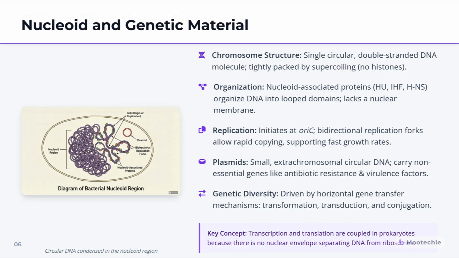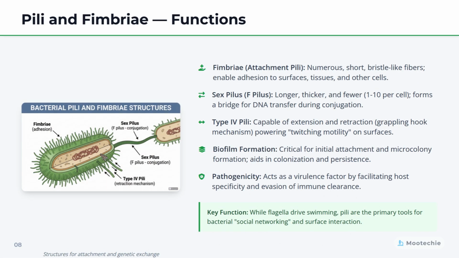Next, let's discuss pili and fimbriae, the structures bacteria use for attachment and interaction. The diagram illustrates different types: numerous short fimbriae for adhesion, longer sex pili for conjugation, and type 4 pili, which have a grappling hook mechanism. Fimbriae. Attachment pili. These are numerous, short, bristle-like fibers that enable adhesion to surfaces, tissues, and other cells. They are the primary tools for sticking to things.